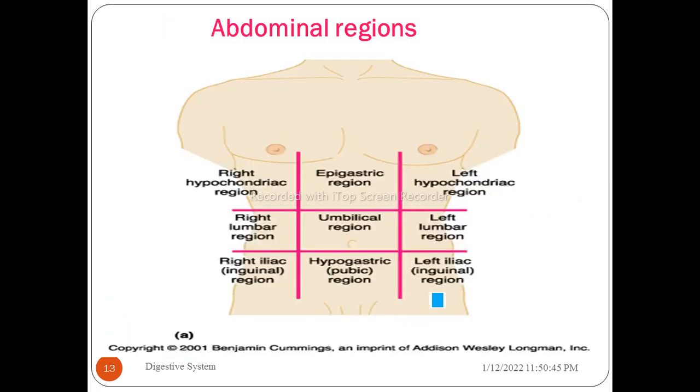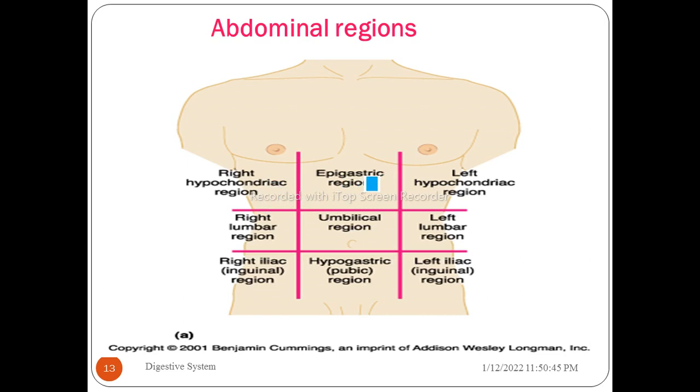And the other is abdominal regions. We have 9 types of regions. If we are dividing our abdomen by 4 lines, we would have 2 vertical lines and 2 horizontal lines. These 2 vertical and 2 horizontal lines give us 9 regions of the abdomen. So let us count. This one is the first region, known as the right hypochondriac region.